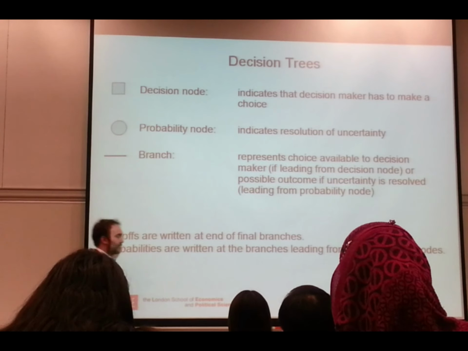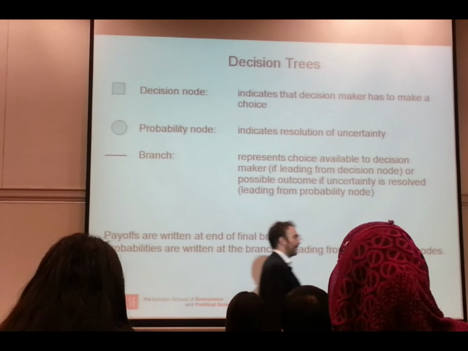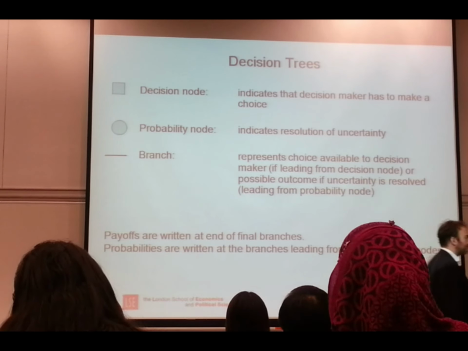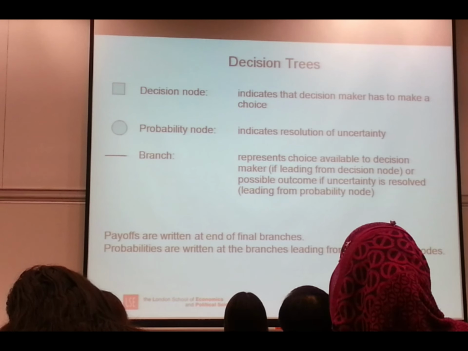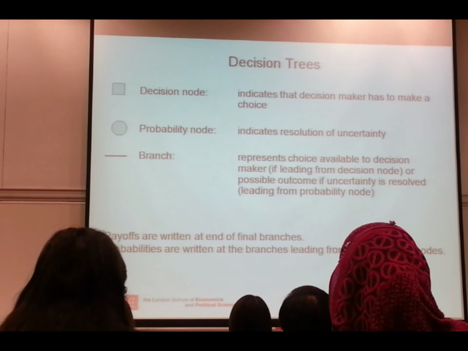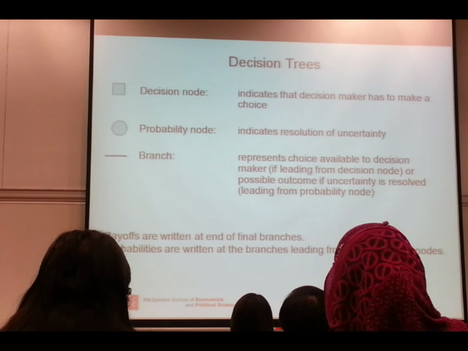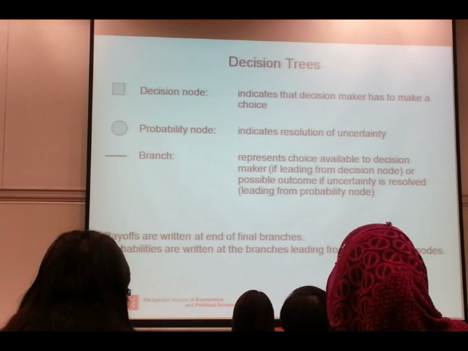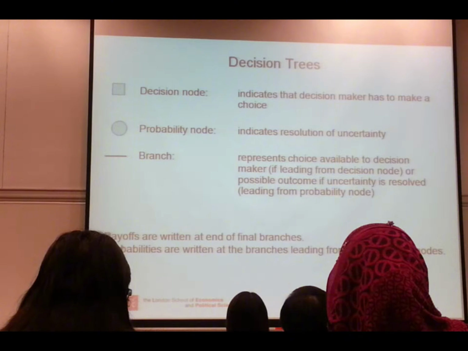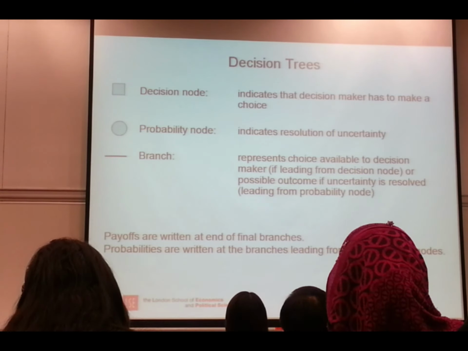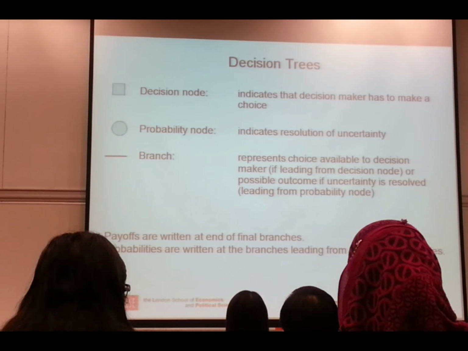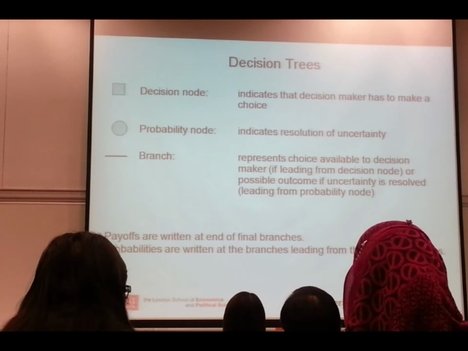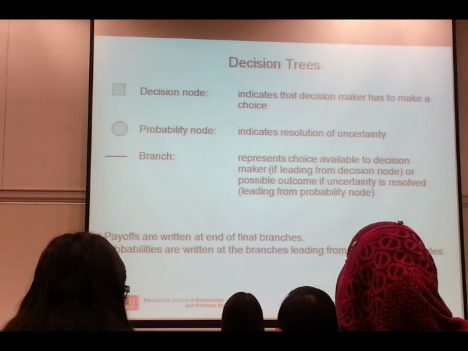The payoffs are going to be written at the end of the final branches. And the probabilities are written at the branches leading from the probability. And again, a trivial but important detail, the probabilities have to add up. Because one of the outcomes is going to happen. If they don't add up to 1, then you are doing something wrong. And something needs to be corrected.